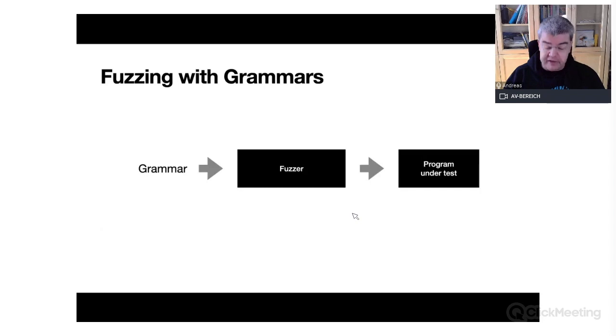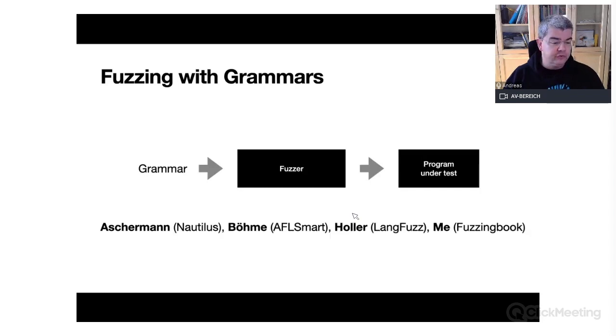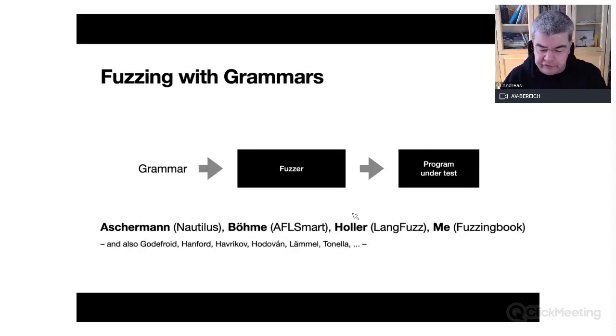We have had a couple of people here at FastCon. There is Cornelius Aschermann with Nautilus. There's Marcel Böhme with Eiffel Smart. We have Christian Holler, who hasn't talked about it, but he has built a very nice grammar-oriented fuzzing tool for JavaScript called LangFuzz. And then there's me. And there's quite a number of other people at Microsoft, at Google, at other places who actually have built such grammar-based fuzzers. The idea of a grammar is that you can specify what the input looks like.